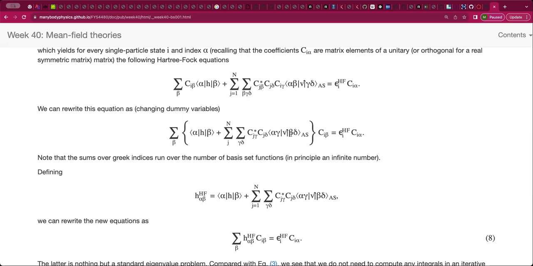And as you see now in the equations, what I've done is simply to interchange gamma with beta. These are dummy variables, so you can call them whatever you want. So I interchange beta and gamma here. You see I have beta here, and then I have gamma here. That means my coefficients, which previously had a Cj beta, become a Cj gamma. And then I isolate Ci beta here. So these are just interchanging symbols.